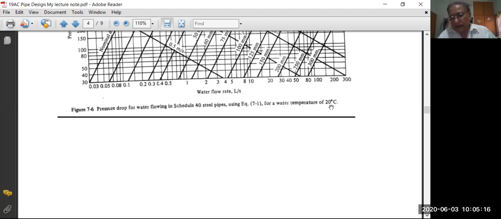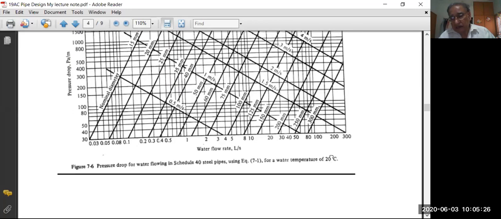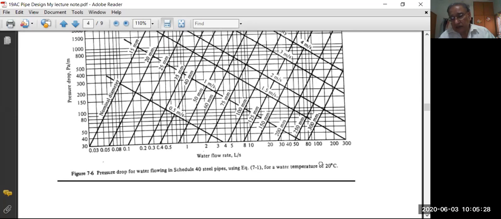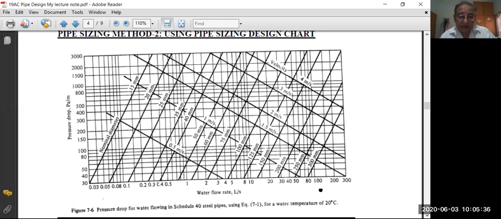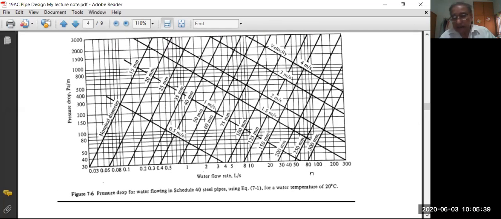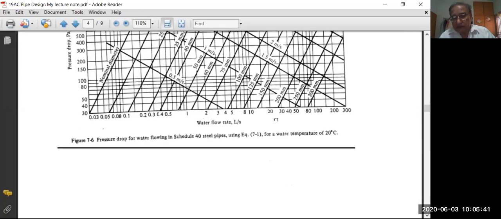Another parameter is temperature, here 20 degrees centigrade. Temperature is important because density comes into the calculation. In the Reynolds number formula there is density, in the delta P formula there is density, in the Colebrook formula there is density. Everywhere there is density, and density depends on temperature. So changing the temperature will change the calculation. This table is for 20 degrees.